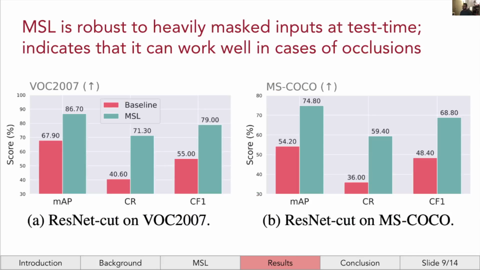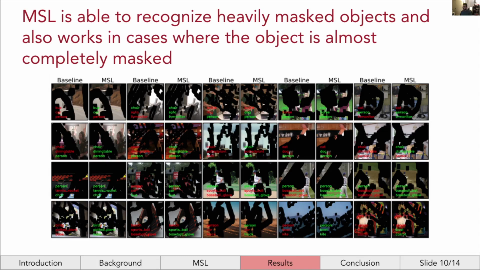MSL is robust to heavily masked inputs at test time, which is also a good indicator that it can work well in cases of occlusions. MSL is able to recognize heavily masked objects and also works in cases where the object is almost completely masked. This shows that MSL uses context to infer presence of heavily masked classes.